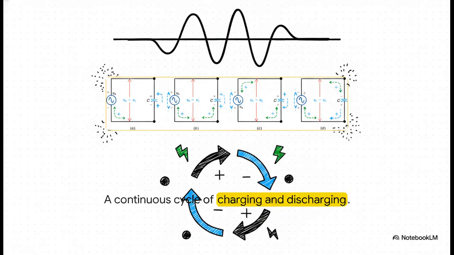To actually visualize what alternating current does to a capacitor, we have to look at the relentless oscillating nature of a sine wave.